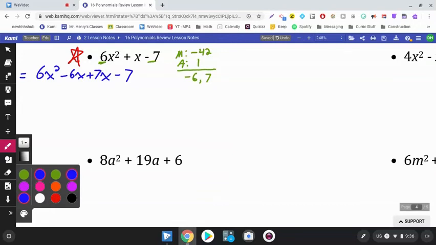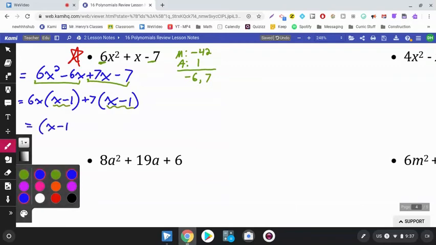And now that I'm dealing with 4 terms, I could factor by grouping, because as soon as I see 4 terms, I know I can factor by grouping. The first group has a common factor of 6x, and you get left with an x minus 1. The second grouping has a common factor of 7, and you get left with an x minus 1. Hey, my bracket is a common factor. I can factor out that x minus 1. And I get left with 6x plus 7. Those are my factors, right?